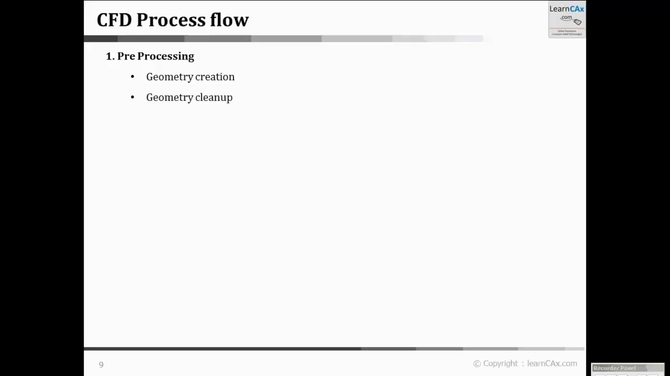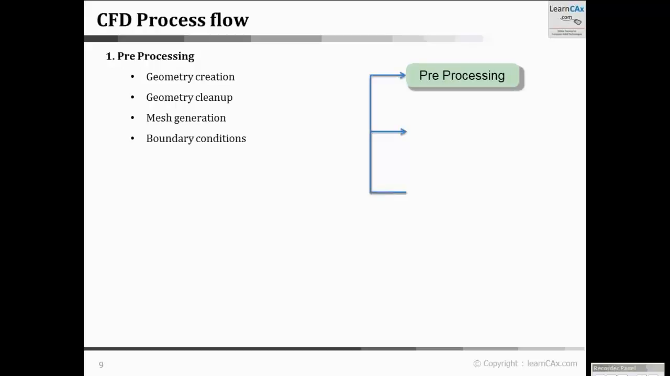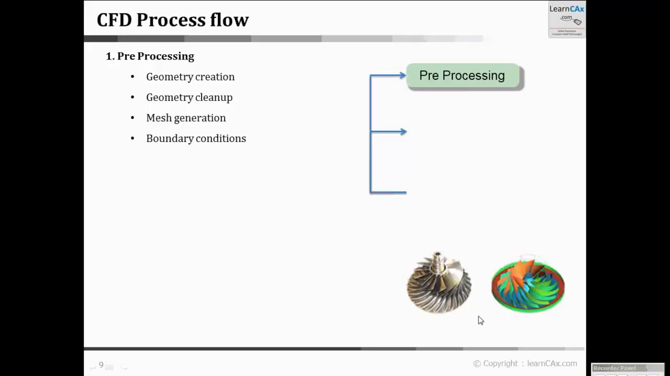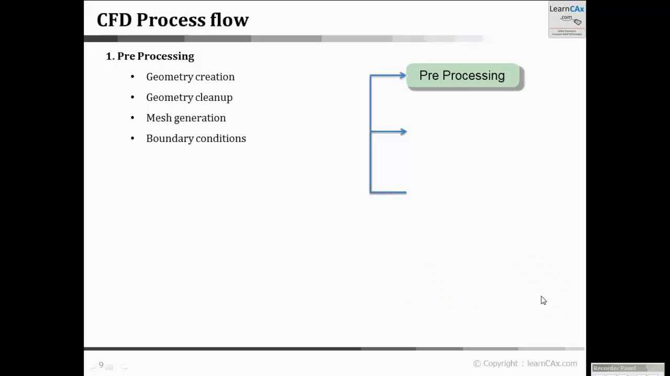First is pre-processing, in which we create geometry, we clean up the geometry that is involved, we do mesh generation, and we apply boundary conditions. So the first step while doing CFD analysis is pre-processing. An example of that is shown here, where an impeller blade geometry is converted into a CAD geometry which will be used for doing CFD.